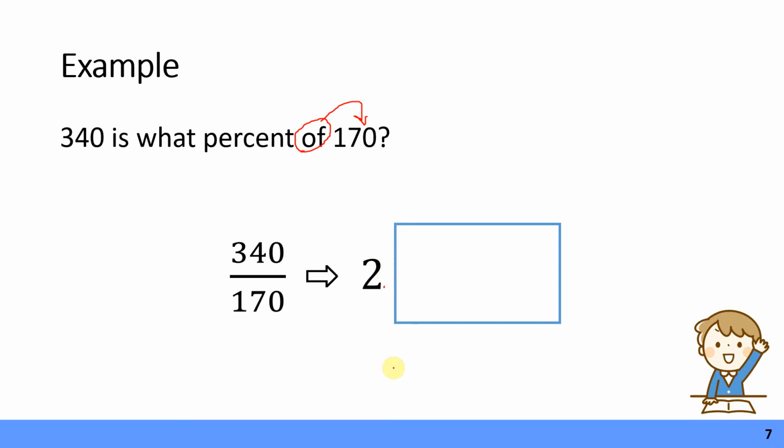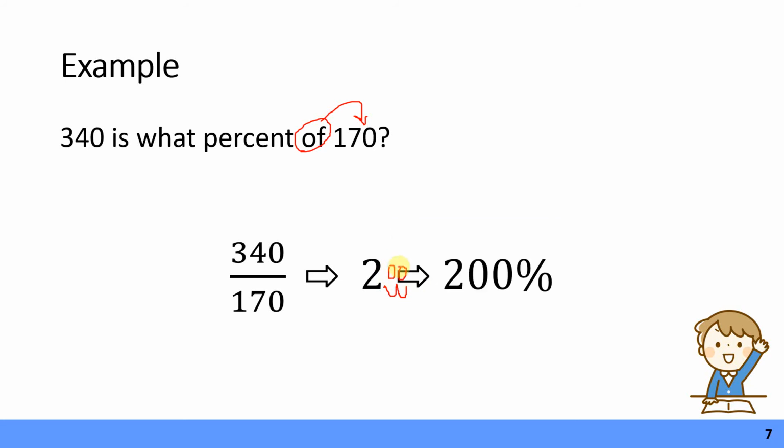Now, that's the decimal. Let's make it into a percent. So you move it twice. Those empty spaces, you fill them up always with zeros. Add a percent sign, and my final answer is 200%. Okay, so not that complicated.